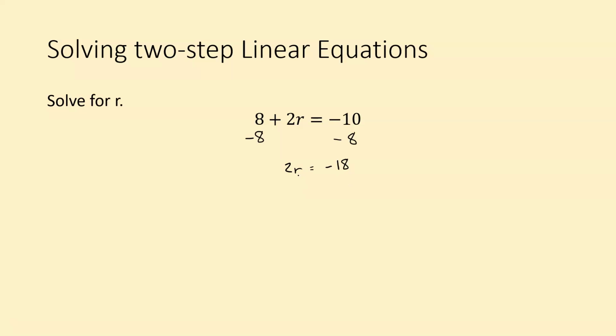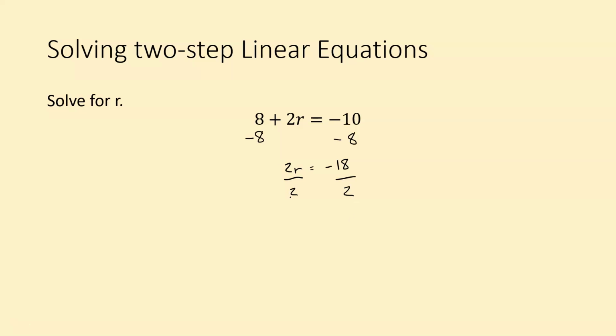Now we just have the 2 attached to the r, and it's attached by multiplication. If we have a number directly in front of a variable, there's an implied multiplication there. So in order to get rid of multiply by 2, we would divide by 2. And if we divide by 2 on one side of the equation, we have to divide by 2 on the other side of the equation as well.